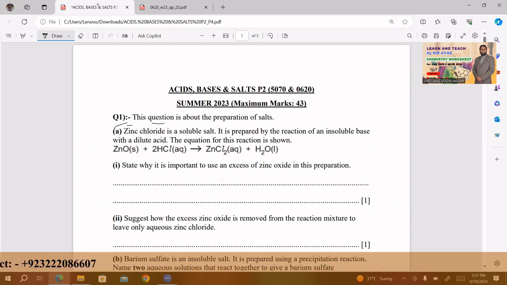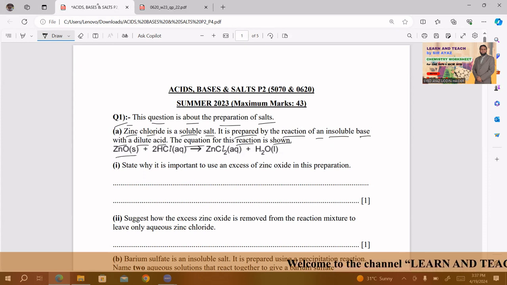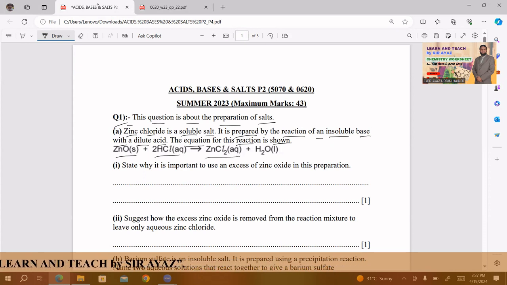This question is about the preparation of salts. A. Zinc chloride is a soluble salt. It is prepared by the reaction of an insoluble base with a dilute acid. The equation for this reaction is shown. Here's the reaction equation: ZnO(s) + 2HCl(aq) gives ZnCl2(aq) + H2O(l).